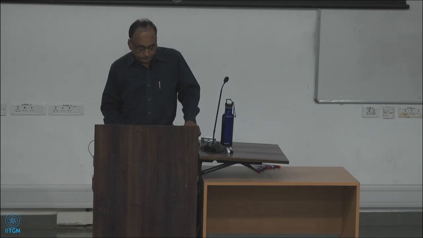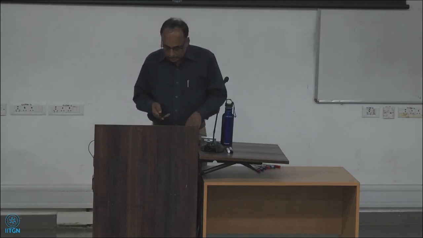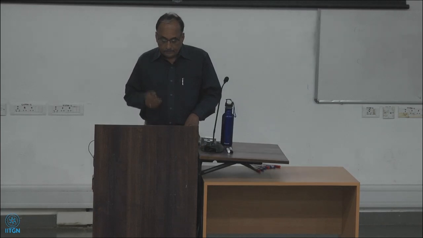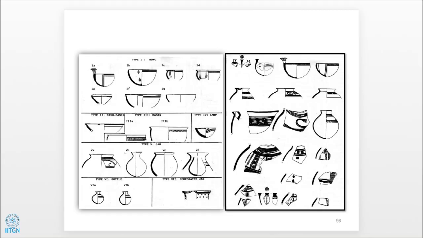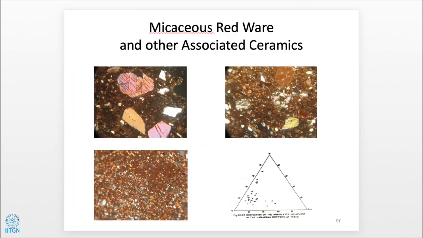Then it also has some kind of paintings, and you can see the lines are not straight and are slightly drooping sometimes. We have managed to get some 12 forms and the paintings. This is the micaceous red ware and its associated ceramics. You can see this one is micaceous red ware, and they fall as a separate group. Then if you compare it with the Harappan ceramic, you see some very strange thing.